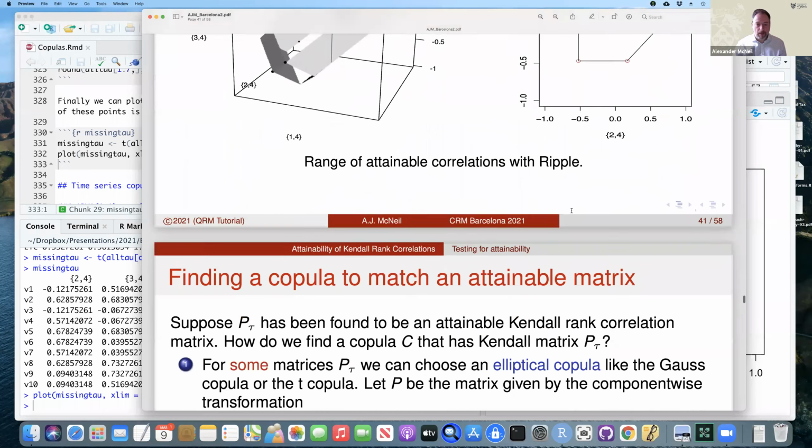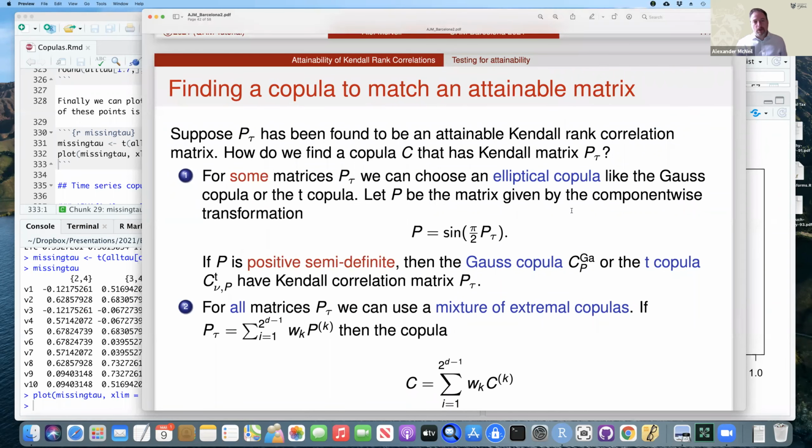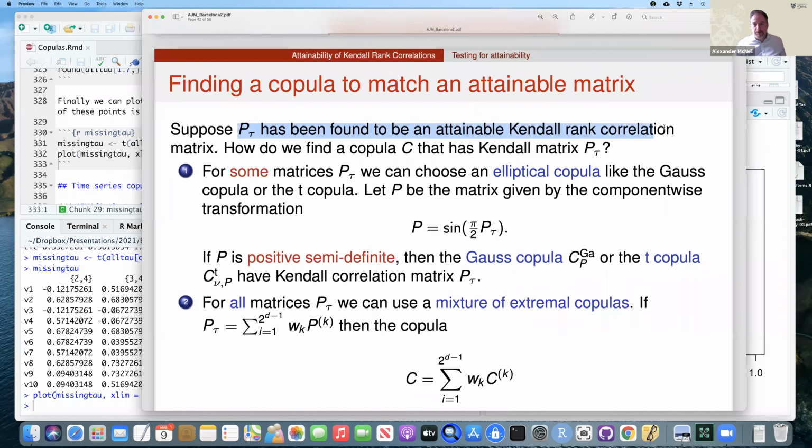That's the idea. And once you have worked out whether a Kendall's tau matrix is attainable, so suppose P tau has been found to be an attainable Kendall correlation matrix, how do you get a copula that has that matrix? Well, in some cases you can take the elliptical copula, but you have to test whether this matrix is positive semi-definite by looking at the eigenvalues. If it is, you're fine. You can have a Gauss copula with that Kendall matrix. You can have a T copula with that Kendall matrix.